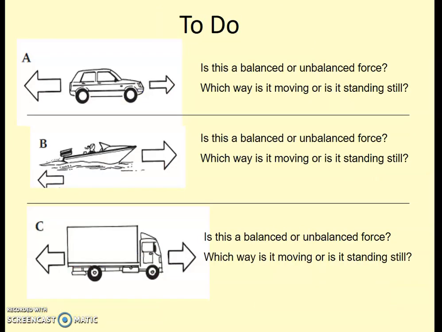Okay, so we're going to have a go just to see if you can recognise balanced or unbalanced forces and which way it will be moving. Have a look at the arrows. So a bigger arrow would mean that that is the bigger force, and a smaller arrow means that's obviously the smaller force. So you've got 3 pictures there. What you need to do is say whether it's balanced or unbalanced and say which way it is moving or is it standing still. So pause the video and have a go at those 3 different scenarios there.